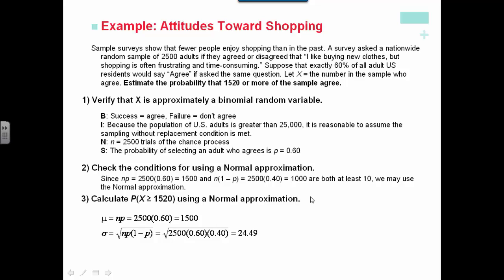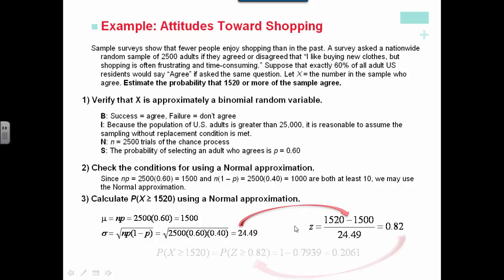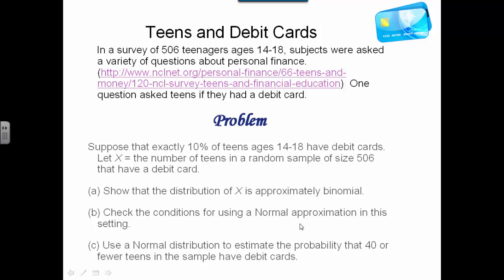So then we figure out our mu and our sigma, in other words, our mean and standard deviation. Convert it into a z-score, and then find the probability that z is greater than or equal to, in this case, 0.82. Remember, it's 1 minus, because greater than or equal to is 1 minus the area that goes to the left, since less than is the area to the left in a normal probability distribution.